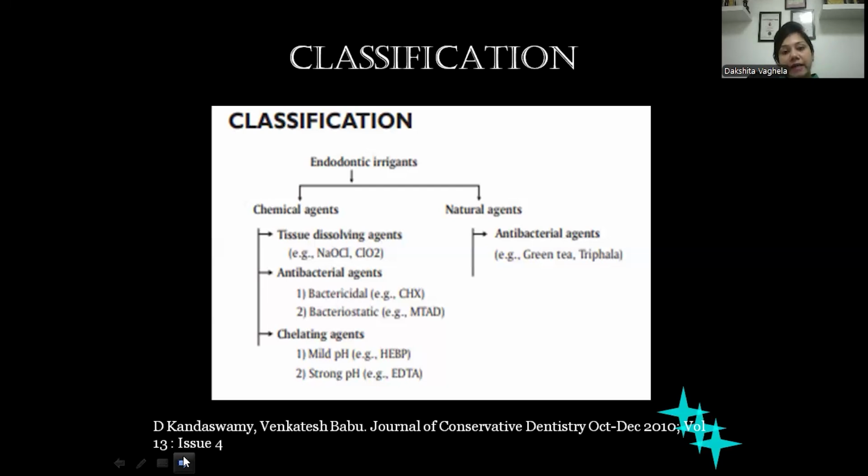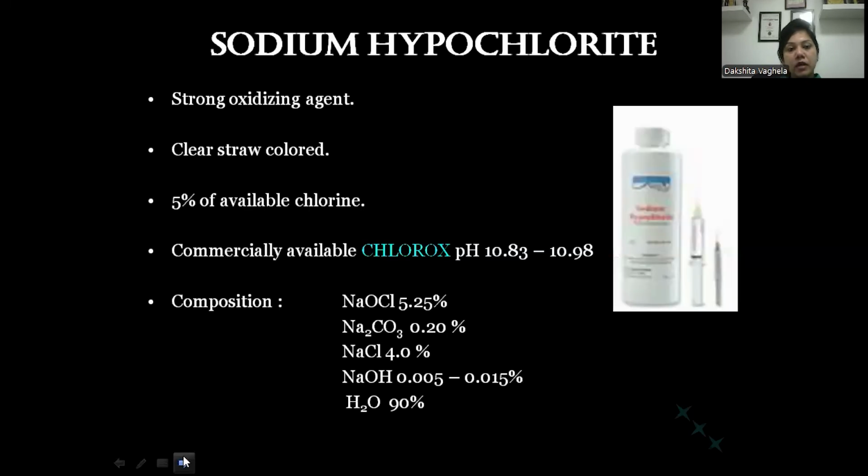Chelating agents, they are basically for the inorganic component of the smear layer. And in this, we have mild pH and strong pH. So in case of mild pH, HEBP, and in case of strong pH, we have EDTA. Now, the gold standard of irrigation is sodium hypochlorite, which is a strong oxidizing agent. It is a clear straw-colored liquid, and 5% free available chlorine is available, and mostly commercially it is available as Clorox.